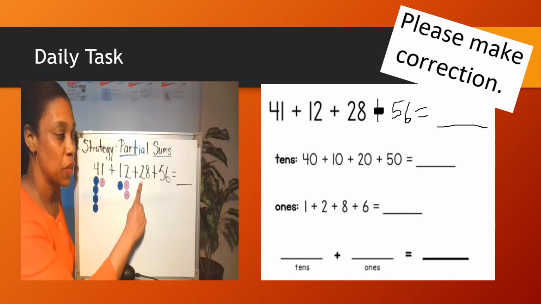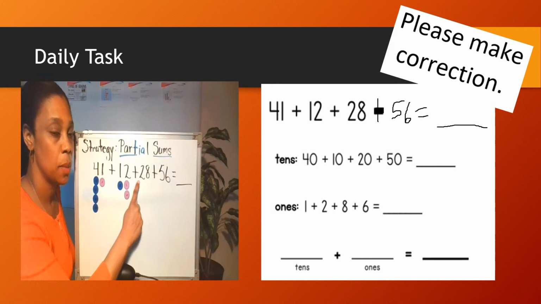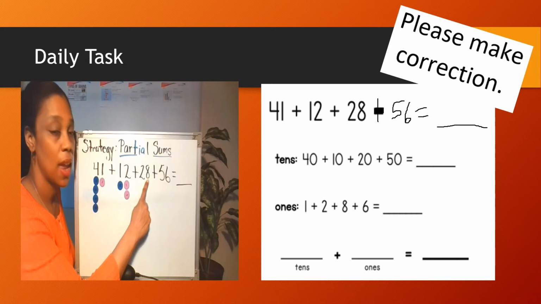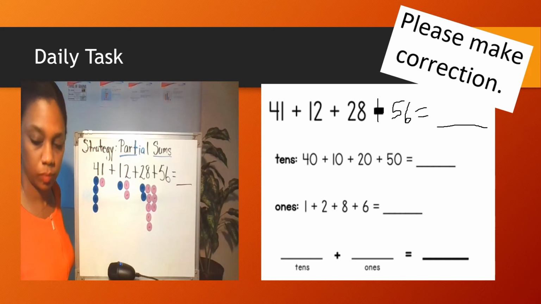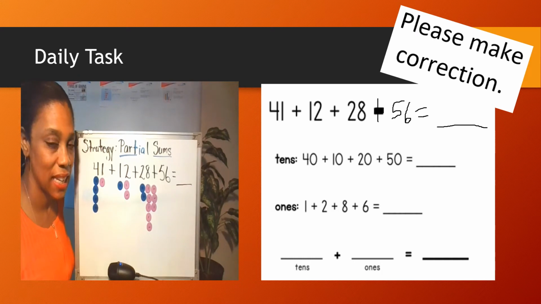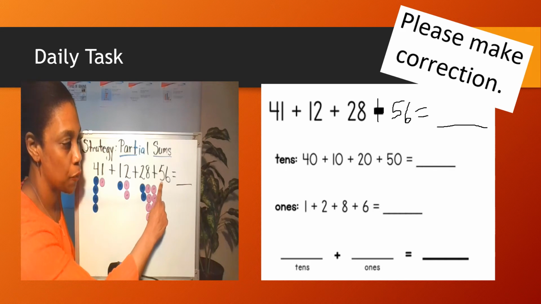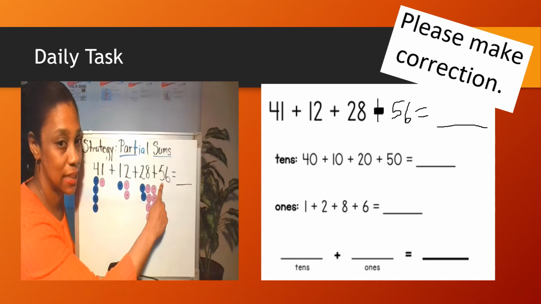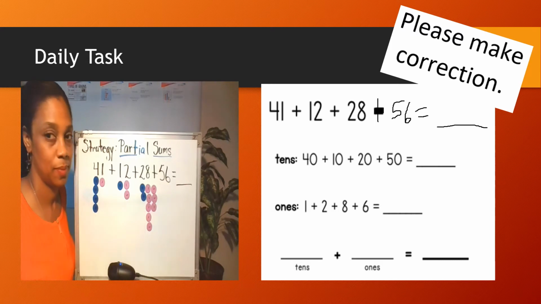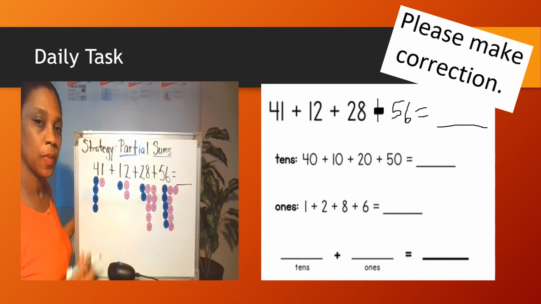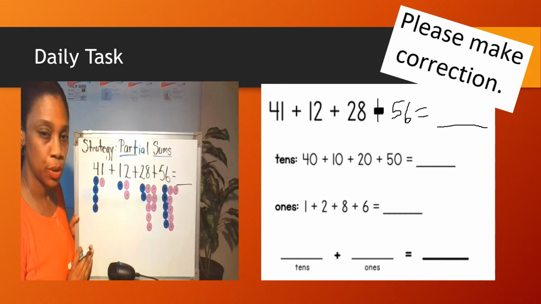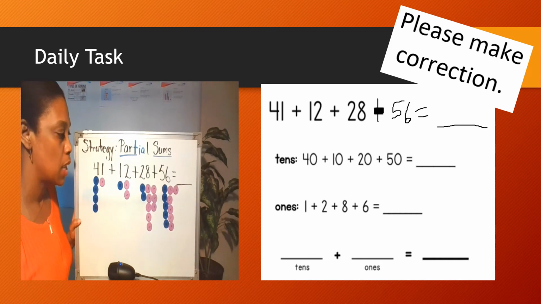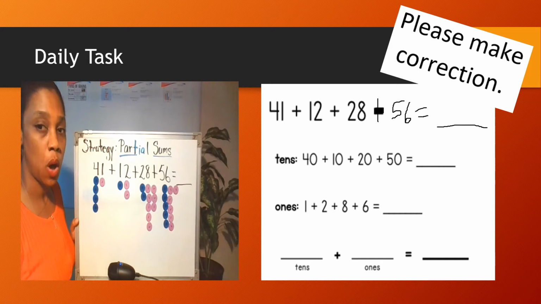Next, I'm going to build the number 28. To build the number 28, I need 2 tens and 8 ones. Last but not least, I'm going to build the number 56. In order to build the number 56, I will need 5 tens and 6 ones. So I've built all my numbers using my tens, which are my blue chips, and my ones, which are my purple chips. Now I'm going to break them into parts.